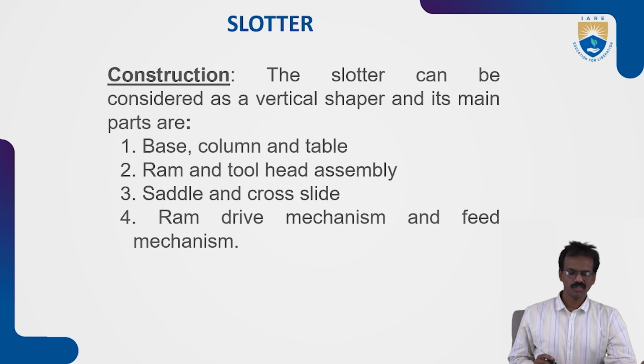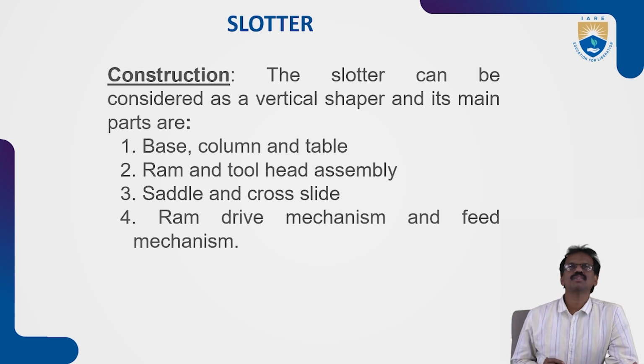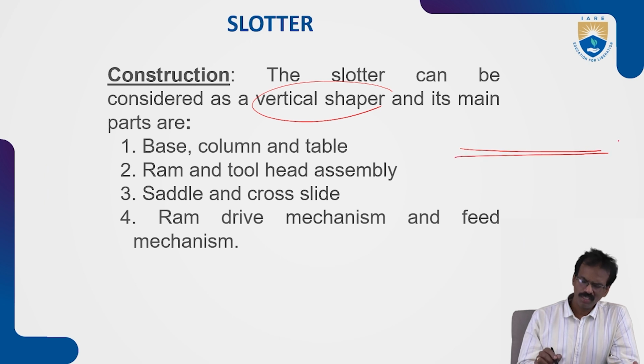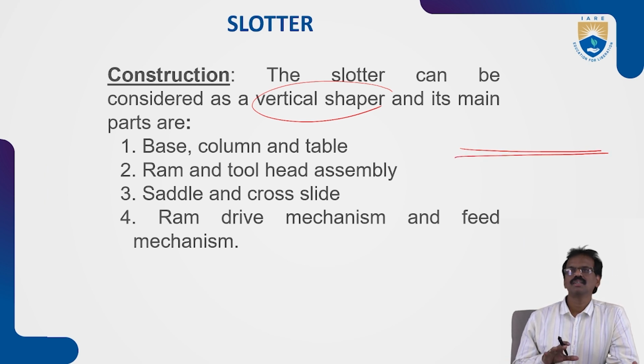Now we'll see the construction of the slotting machine. The slotting machine can be considered as a vertical shaper also. We know that in the shaping machine, the tool bit will reciprocate horizontally. But in the case of the slotting machine, the tool bit will reciprocate, or move, vertically.